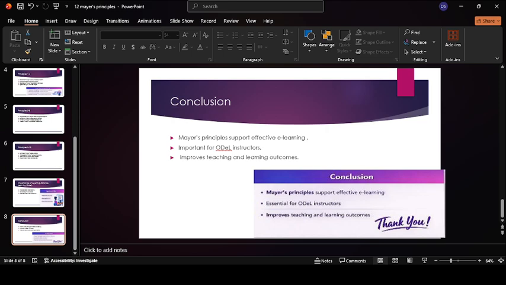So, in conclusion, Mayer's principles support effective learning online. It makes learning interesting, makes learning effective, and makes students learn at their own pace, at their own free will, and it also improves teaching and learning.